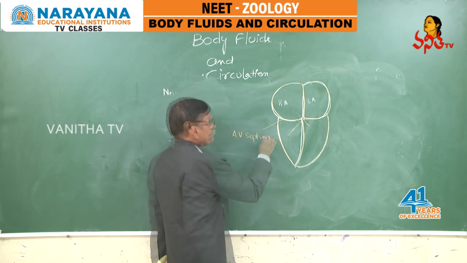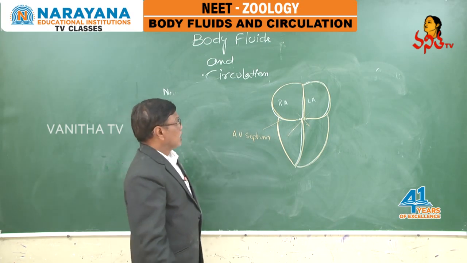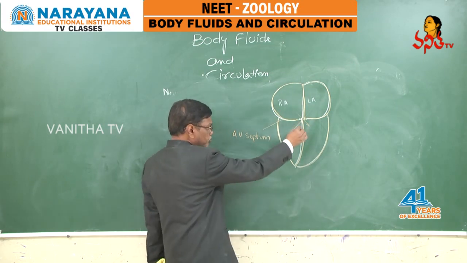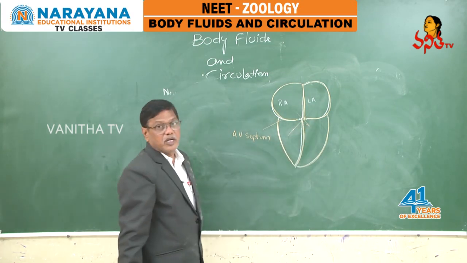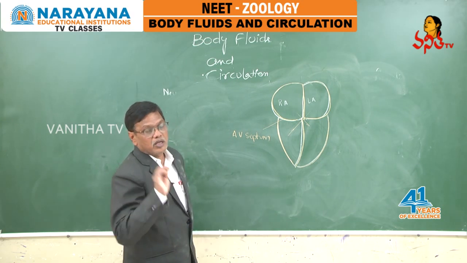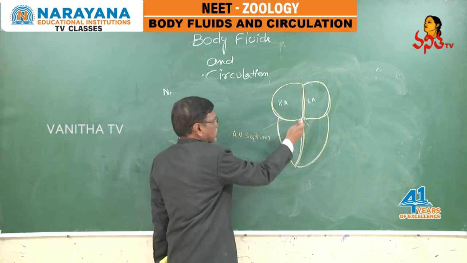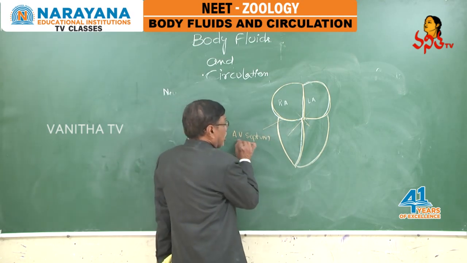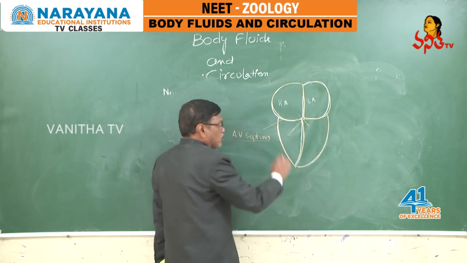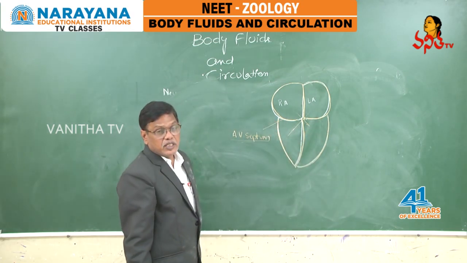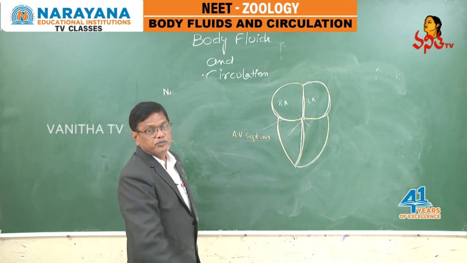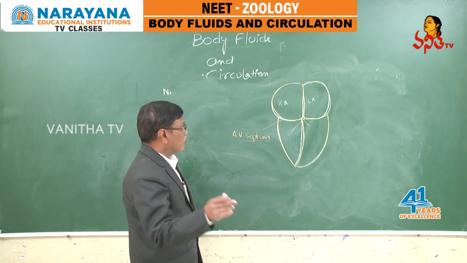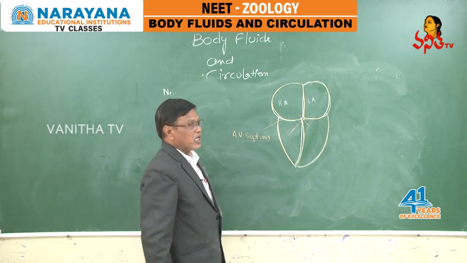Here is one important point. The interatrial septum and interventricular septum are muscular. No doubt, one is thin and one is thick, but they are with muscles. But the auriculoventricular septum is not muscular. It is made of fibrous connective tissue. That is very, very important. Later we will discuss why it is so important.